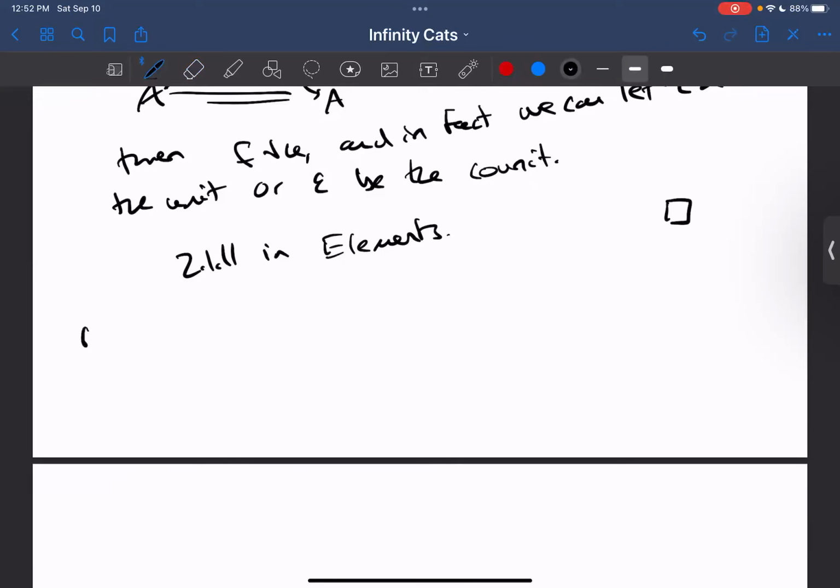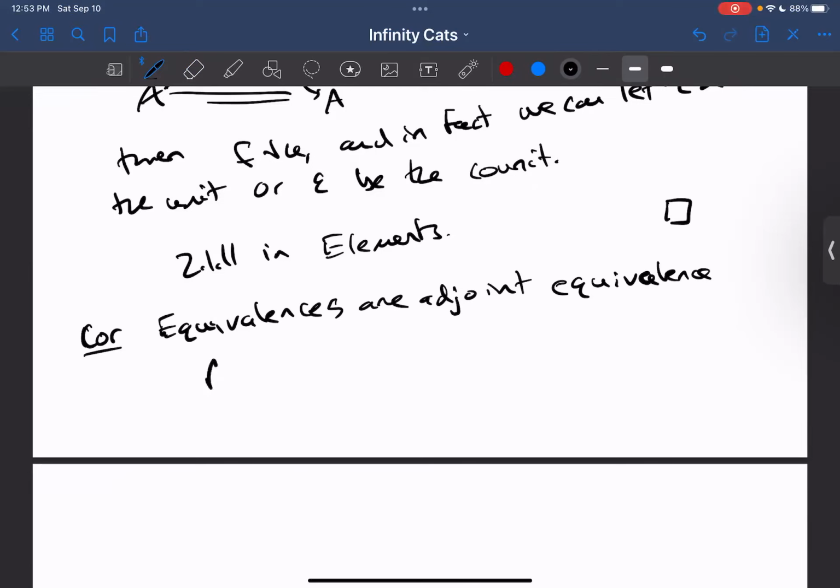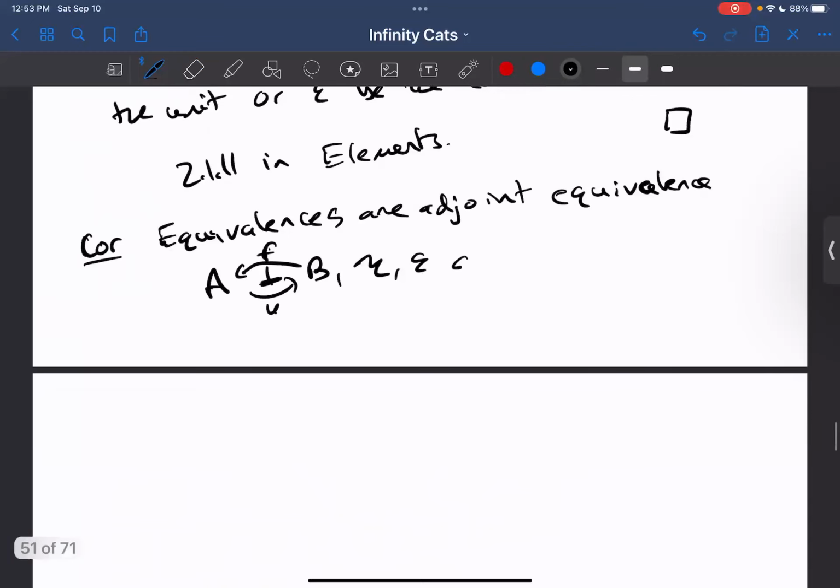And as a result of this, we get equivalence invariance of adjunctions. Actually, we can get that as a corollary of something else. We get the corollary: equivalences are adjoint equivalences. So you can upgrade any equivalence to an adjoint equivalence. So what an adjoint equivalence means is that we have A to B here. We have this adjunction such that eta and epsilon, the unit and co-unit, are natural isomorphisms. So it's an equivalence just with these unit and co-unit respectively, but they also satisfy the triangle equalities.